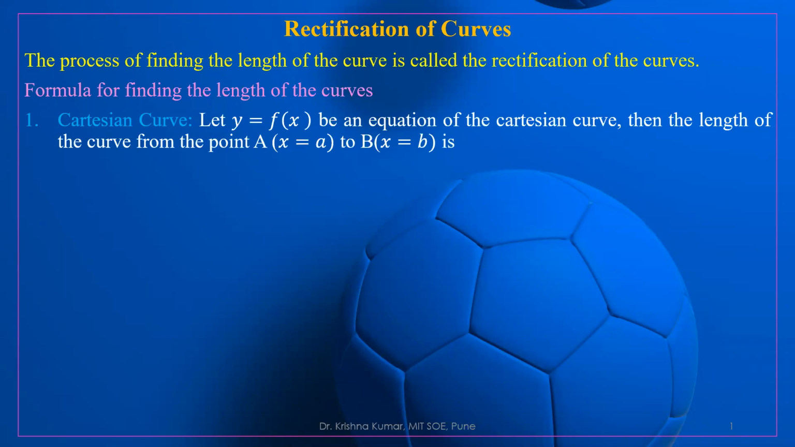So let y is equal to f(x) be an equation, for example, like this. This is the equation y is equal to f(x). Then we want to find the length of the curve from x equal to a to x equal to b. We want to find out the length of this curve from x equal to a to x equal to b.